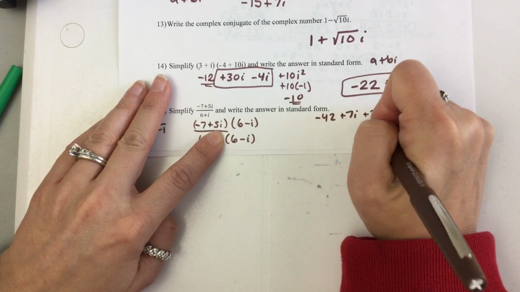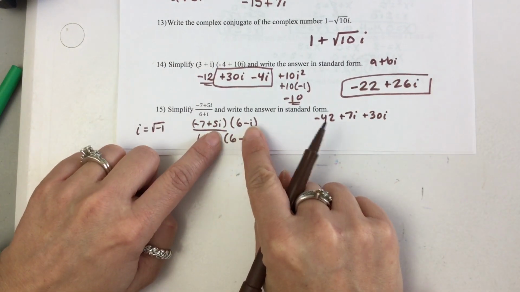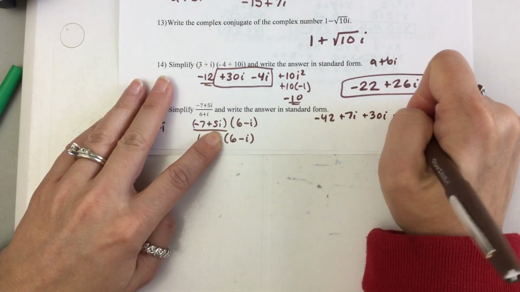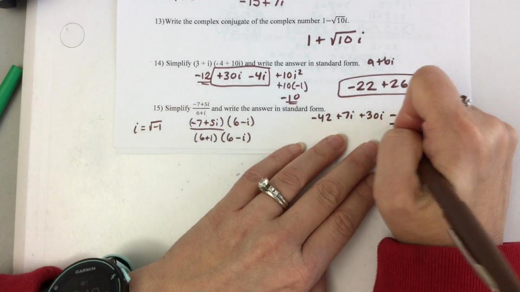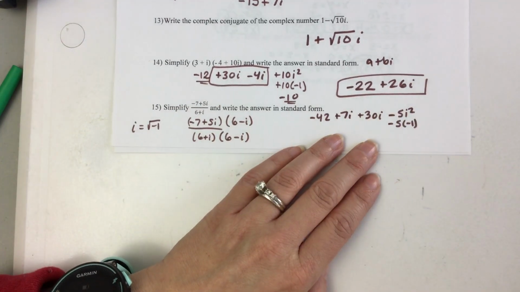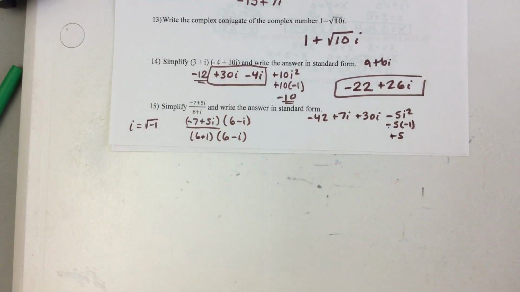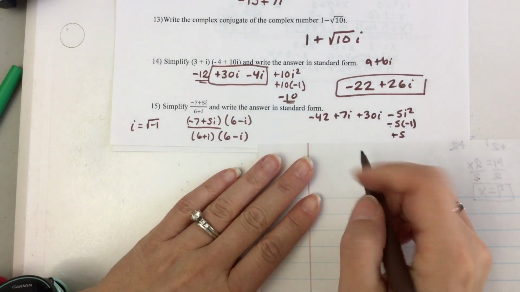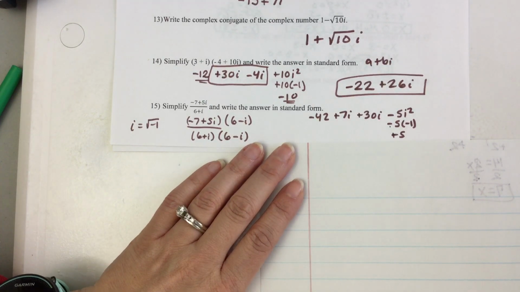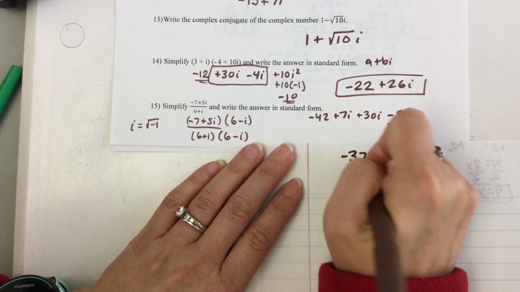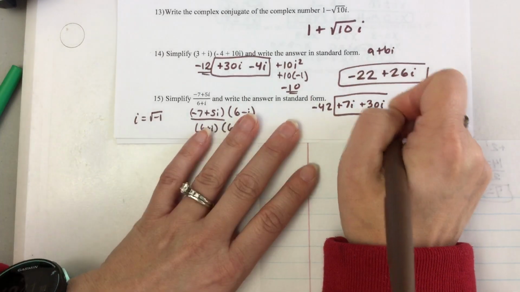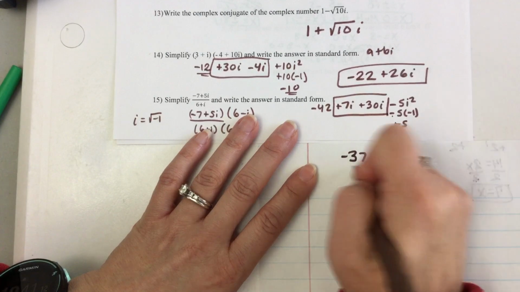5i times 6 is 30i. Positive 5i times negative i is negative 5i squared. i squared is really negative 1. Negative 5 times negative 1 is a positive 5. So the top, I'm grabbing a separate sheet of paper here. Okay, so the top of this, negative 42, and I'm adding 5 to it. I have negative 37 plus 7i plus 30i is 37i.